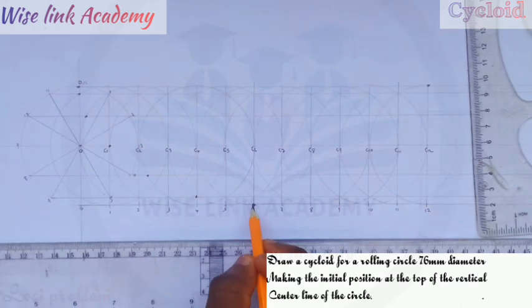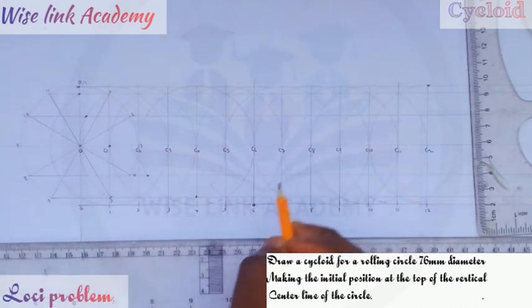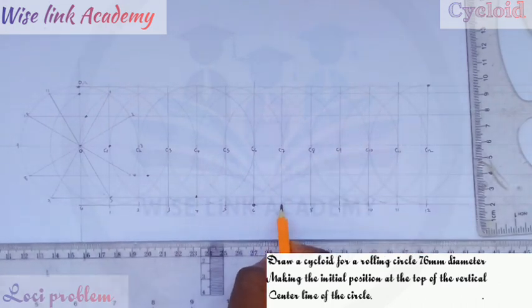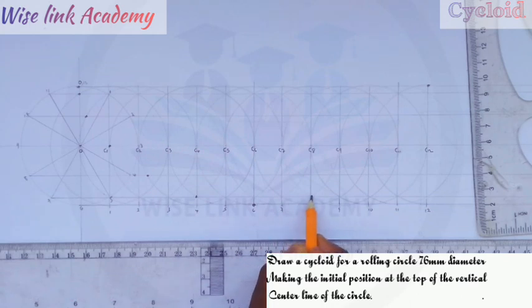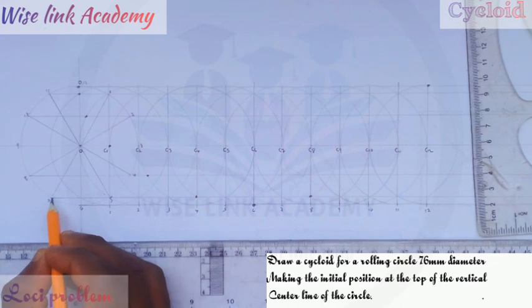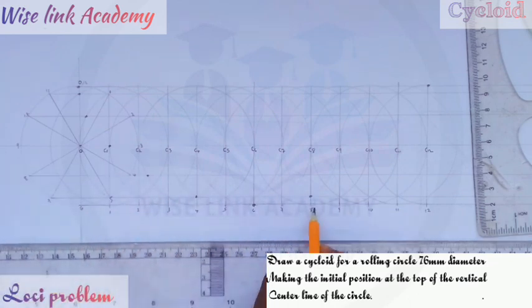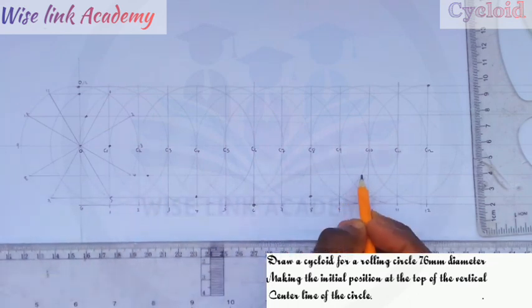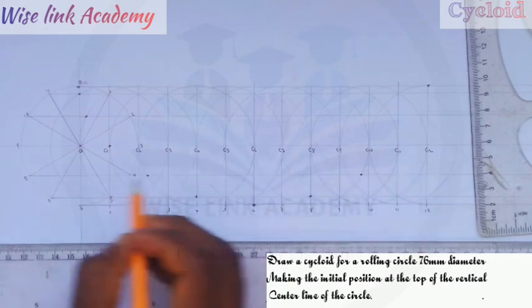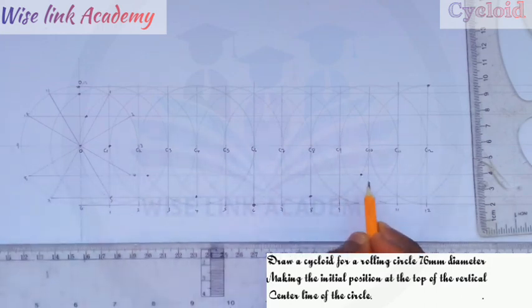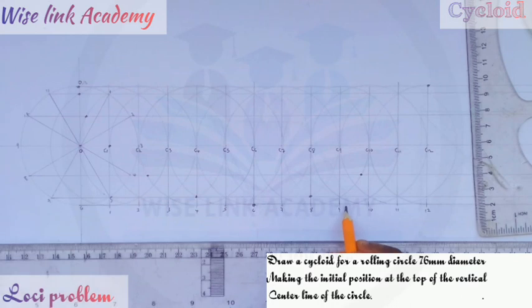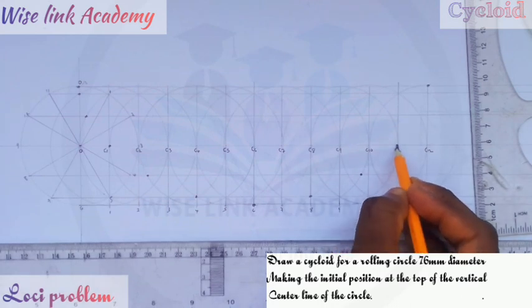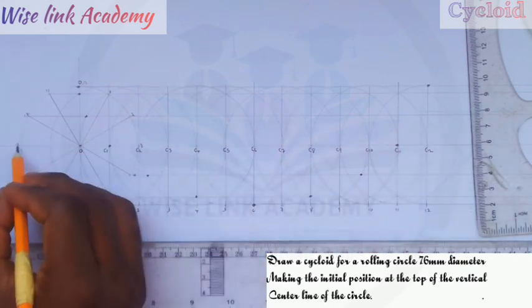Now I'm moving this way. Now circle 7, move this way. This is 7 here, right? This is the line of 7. Circle 8, move this way. This is 8 here, right? Circle 8, next circle 9. 9 at this point. This is 9.